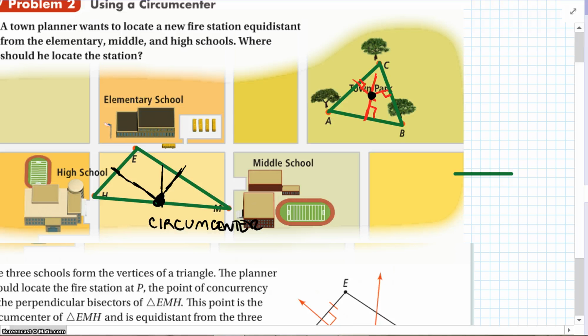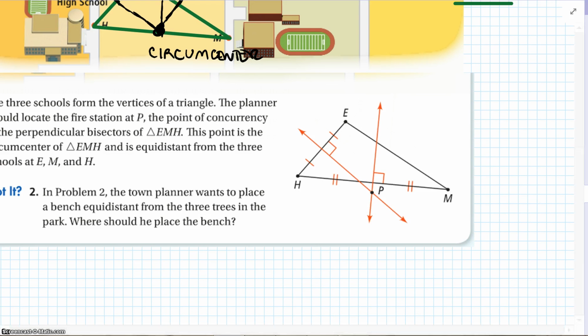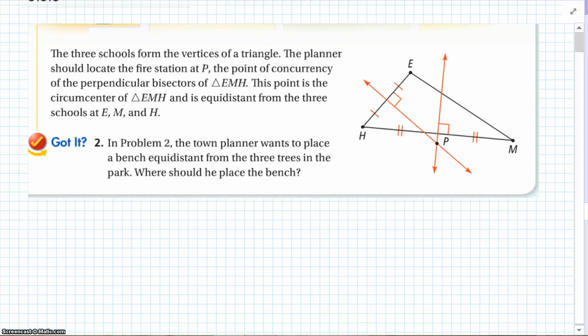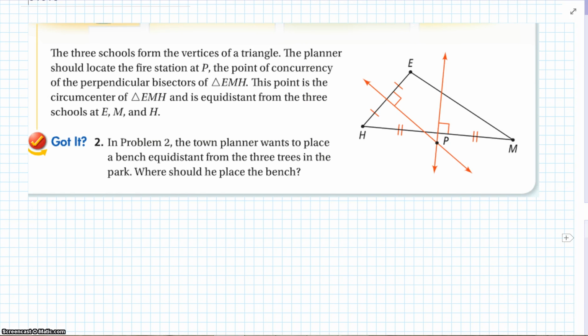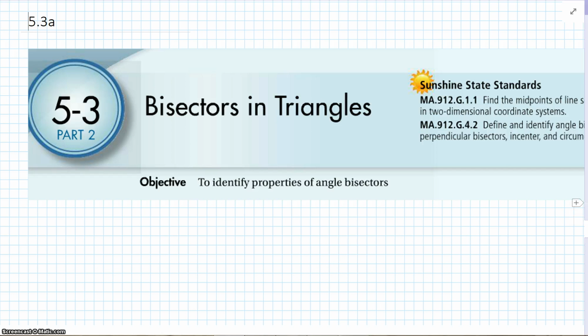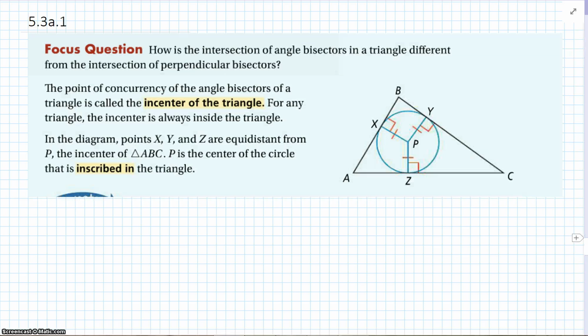Again, what do we know about that bench? We know that bench is going to be equidistant from point A, point C, and point B. All right. That kind of concludes perpendicular bisectors. Now let's talk about angle bisectors.